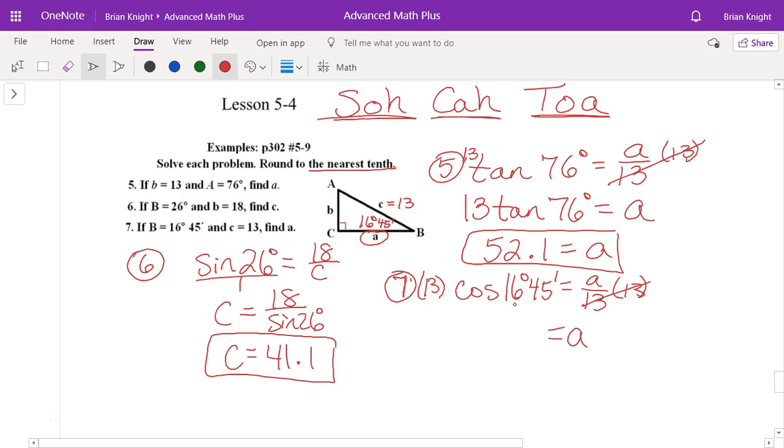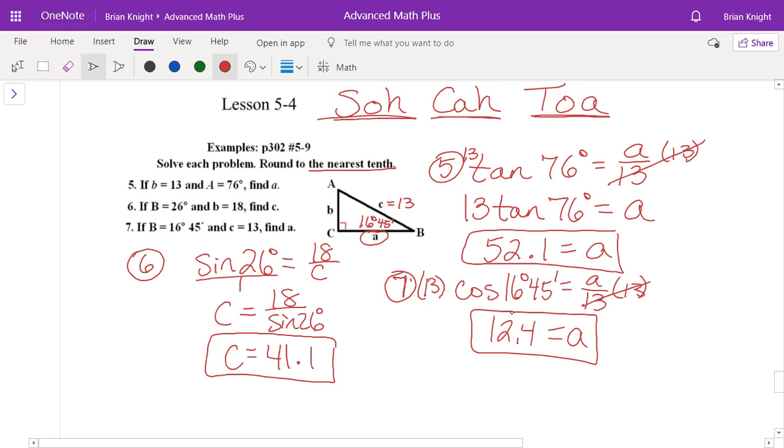So just put 16 plus what? 45 over 60. Because this is telling you how many minutes there are, and there's 60 minutes in 1 degree. So this is 45 out of that 60. So it would be 12.4? For the answer, I believe so. Yes. 12.4 in your answer. Okay?